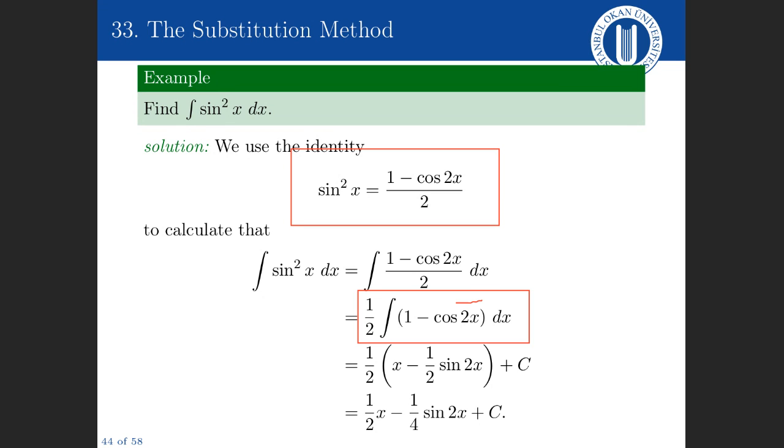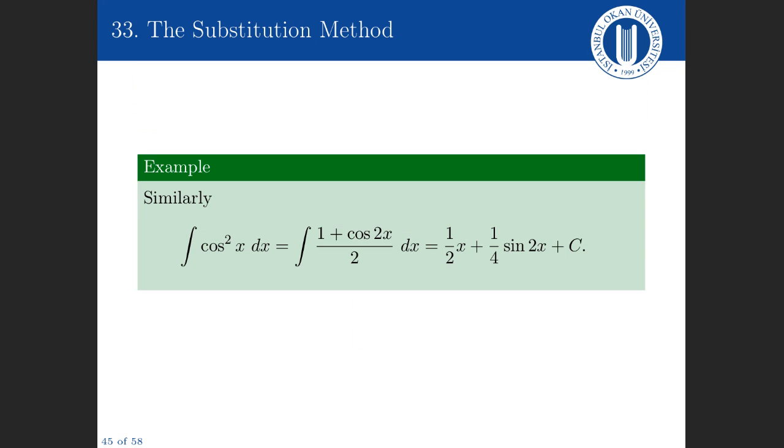To calculate this, we need to do a substitution. We're going to let u be equal to 2x. I haven't shown all the details here. You can check that we get the final answer, a half x minus a quarter sine 2x plus c. Similarly, and I'm leaving this for you to do, calculate that the integral of cos squared x is a half x plus a quarter sine 2x plus c.